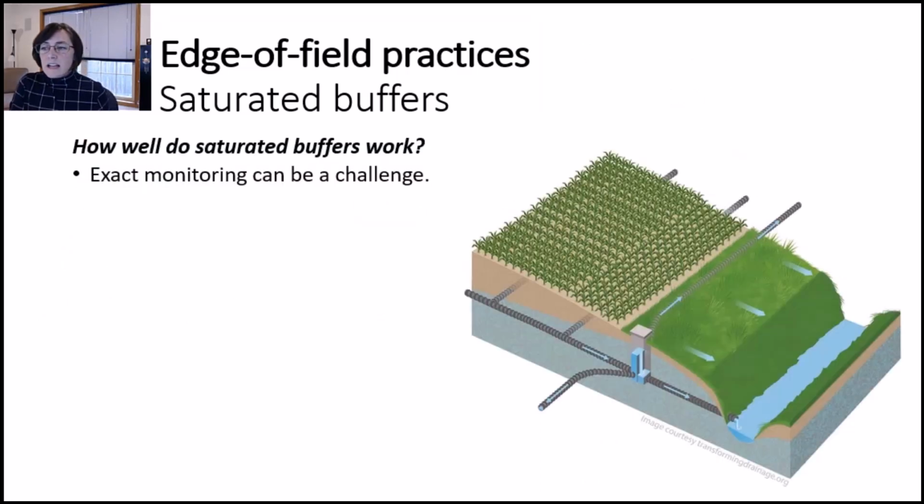One of the challenges for getting exact N loss reduction values, like a percent N loss reduction for saturated buffers, is that we often have to assume that all of the nitrate that gets routed into the buffer through that distribution line gets denitrified in the buffer zone. And you would monitor this with monitoring wells that you would install along transects along the flow path of that water between the distribution tile and the stream.